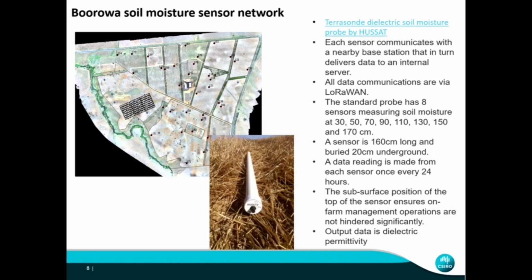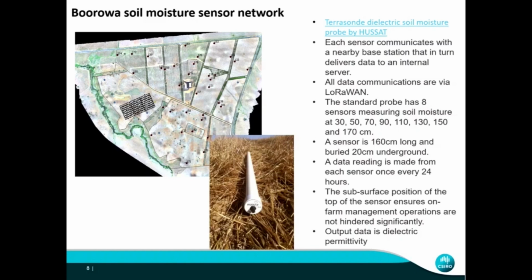So we've got 36 soil moisture sensors. These are HUSAT Terrasond dielectric soil moisture sensors. This is a capacitance type probe, and these are developed by HUSAT. They communicate to a base station, which is then distributed to a node via LoRaWAN.